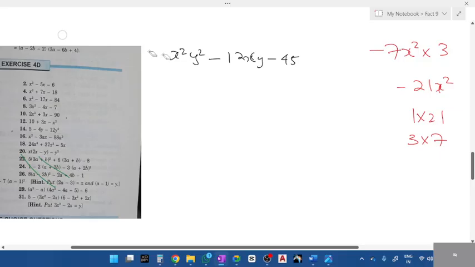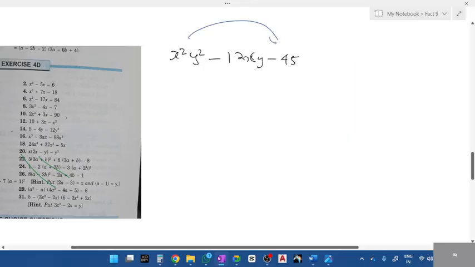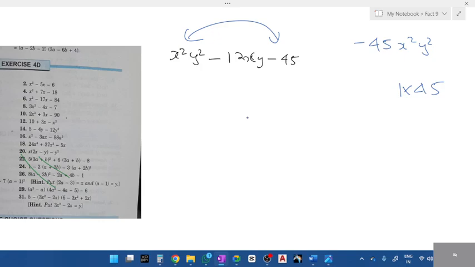Yeah, try this. See, even if you have x square y square, it doesn't matter. Take the first and last one. Minus 45 x square y square. Factorize this. Check which combination will give 12. First tell me the value, students, then you all can continue. 3 into 15, yes.